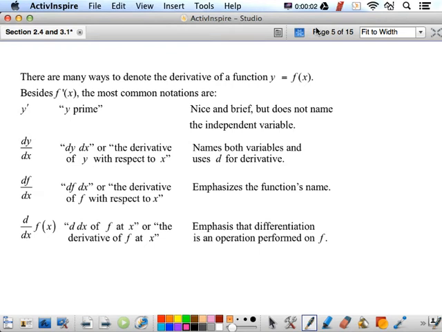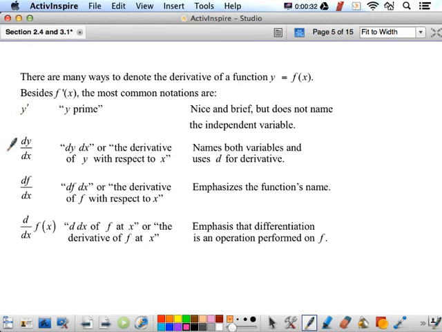A major component of calculus is understanding the notation and the terminology. There are many ways to denote the derivative of a function y equals f of x. Besides f prime of x, the most common notations are y prime, written as y with the little slash beside it. It's nice and brief, but it does not name the independent variable.